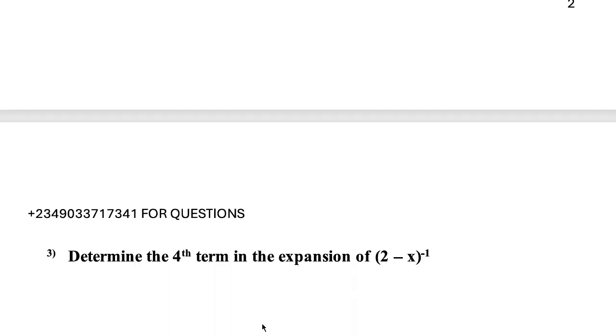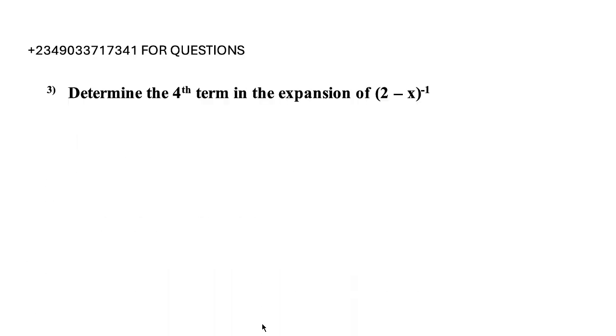Then you should be able to solve this too. Pause the video and attempt. It says determine the fourth term in the expansion of 2 minus x to the power negative 1. Applying the same principle. Remember, if you've watched part 1, we learned how to list out the terms. We learned how to determine the nth term, right? So apply that here. Have you paused the video?